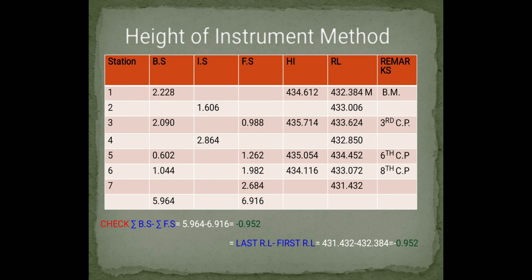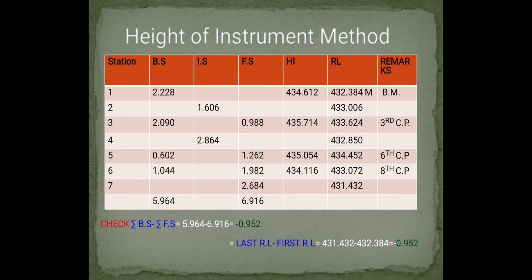As we all know, the instrument is shifted after the position of the third and fifth points and it is recorded. At the third and fifth points, the instrument position is the same. So the foresight and backsight readings are recorded at the third and fifth positions. The last reading is denoted as the foresight, and the first reading is recorded as the backsight. Remaining intermediate points are written in the intermediate sight column. The table is shown as follows: station points, backsight, intermediate sight, foresight, height of instrument, reduced level, remarks.